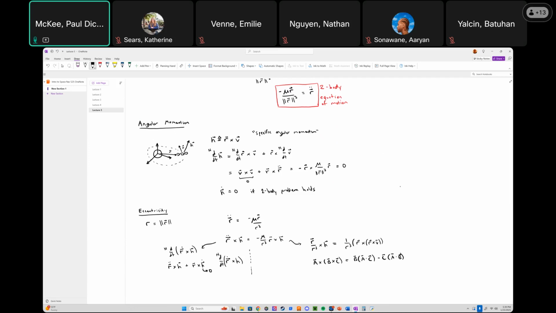So if we do this, then R over R cubed crossed with H becomes R vector R dot V minus V vector R dot R. And then this is R cubed. Okay, and now we can actually go through and, let's see, just checking my notes here.